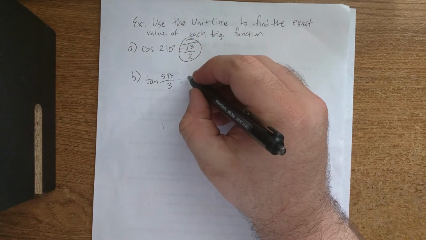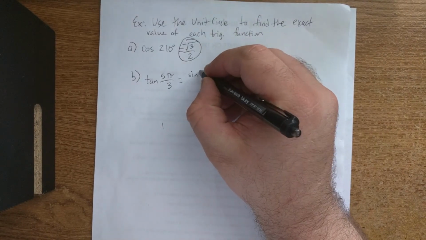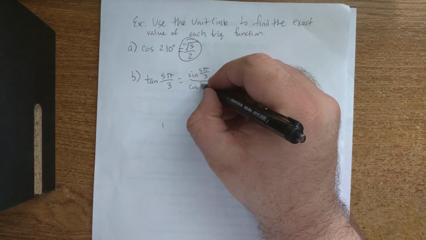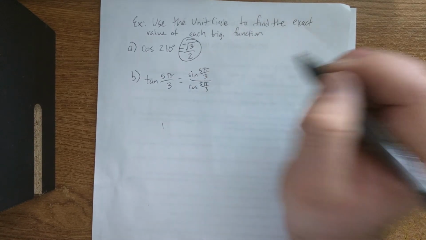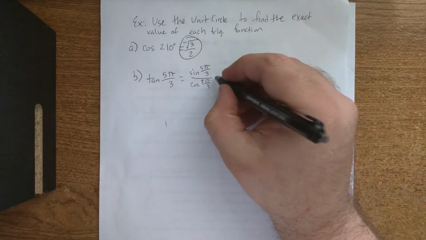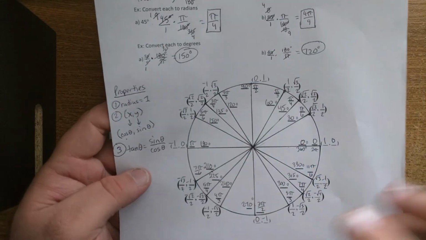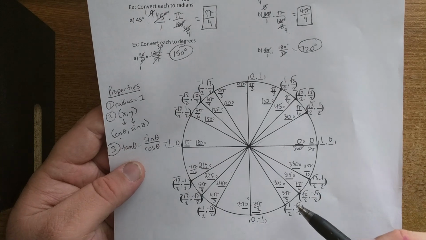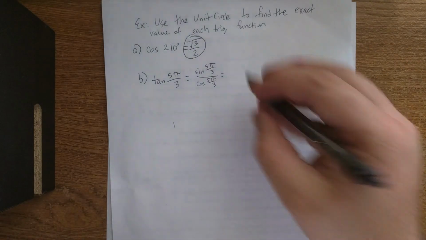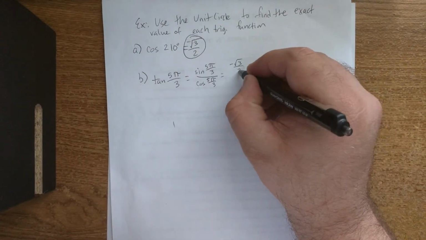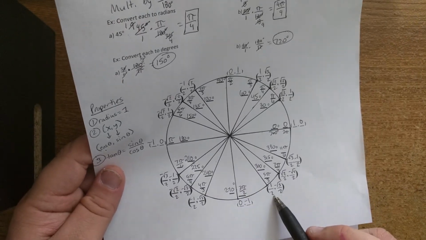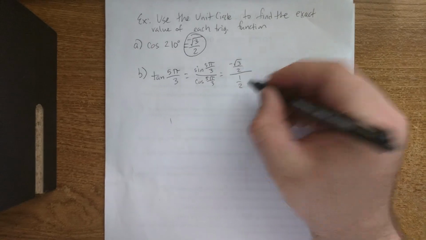So that's what I'm going to show you right here. So remember, this is what I'm doing right here: sine of 5 pi over 3 divided by cosine of 5 pi over 3. Okay, well, what's sine of 5 pi over 3? Remember, all points are cosine then sine. So sine would be negative square root of 3 over 2 divided by cosine of 5 pi over 3, which is 1/2.